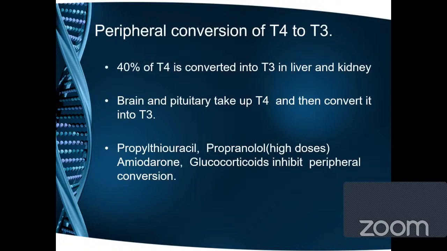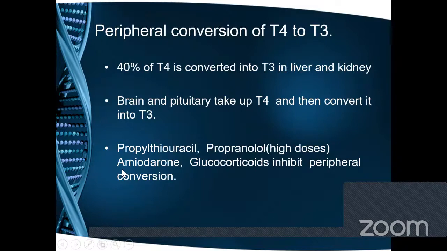Now, there are certain drugs which inhibit this peripheral conversion. This is again an important thing. One is propylthiouracil, an anti-thyroid drug, which we will deal with in the next class. Then there is propranolol, a non-selective beta blocker. Propranolol in higher doses also inhibits this conversion of T4 to T3.